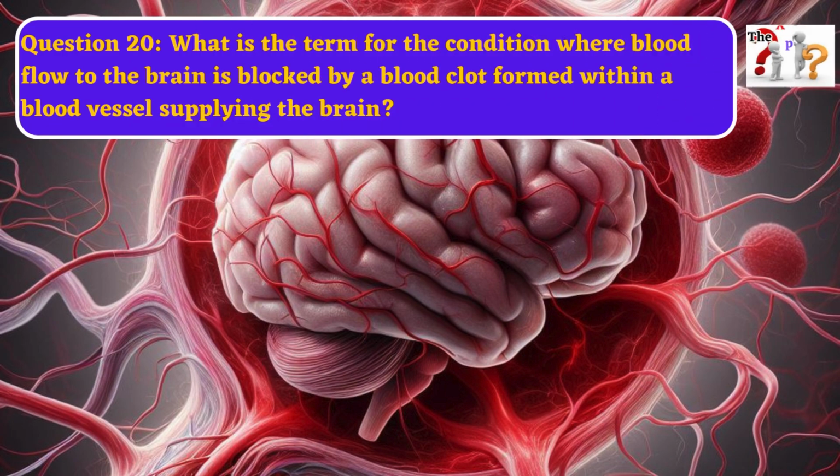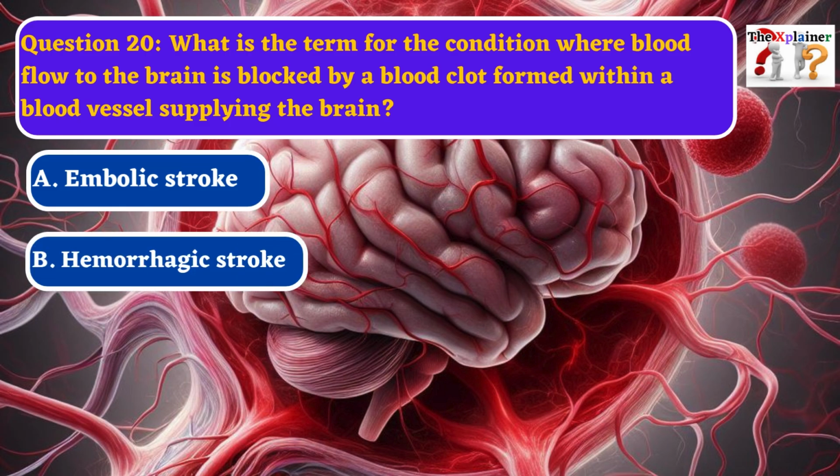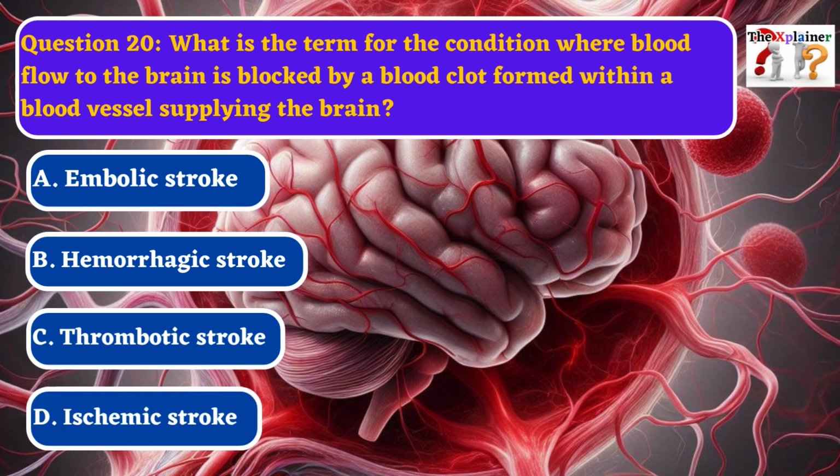Question 20. What is the term for the condition where blood flow to the brain is blocked by a blood clot formed within a blood vessel supplying the brain? A. Embolic stroke. B. Hemorrhagic stroke. C. Thrombotic stroke. D. Ischemic stroke.